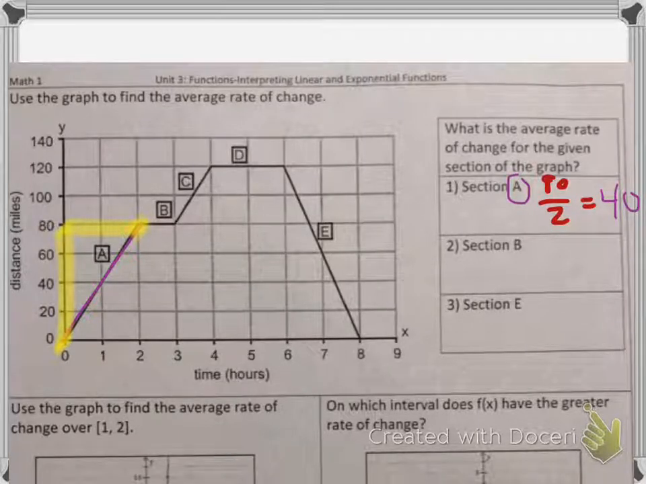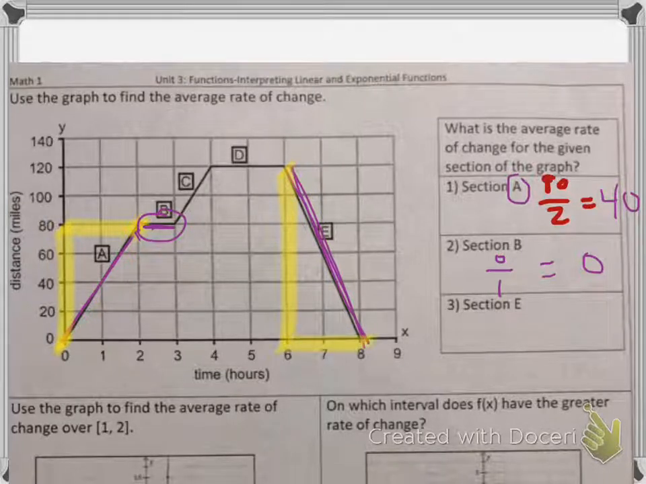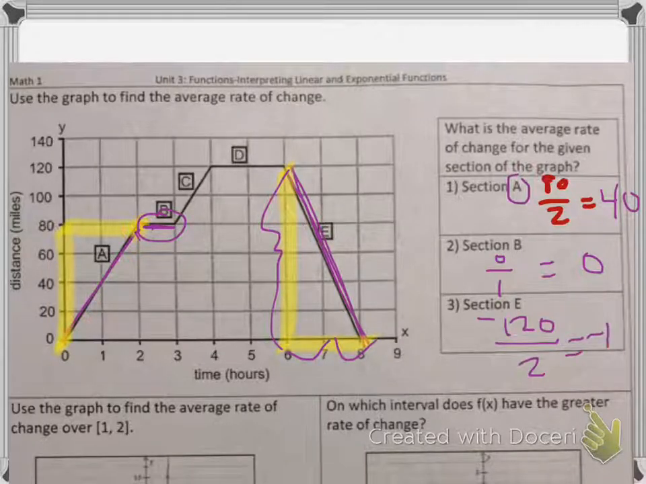Okay, we're going to do the same thing for section B now. I actually went up 0 and over 1. Well, 0 over 1 is just 0, so my average rate of change there is 0. It's constant, and you can see that on the graph. It didn't actually change at all. I stayed the same. And then section E right here, here's my average rate of change, or my slope, in the section I'm looking at here. This is a negative slope. I go down all the way and then over this way. So my actual slope for that is down 120 and then over 2. So my average rate of change is negative 60 when I plug that in my calculator.